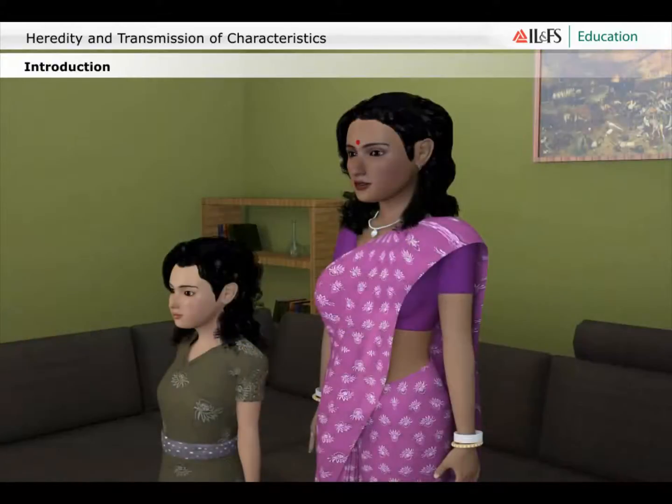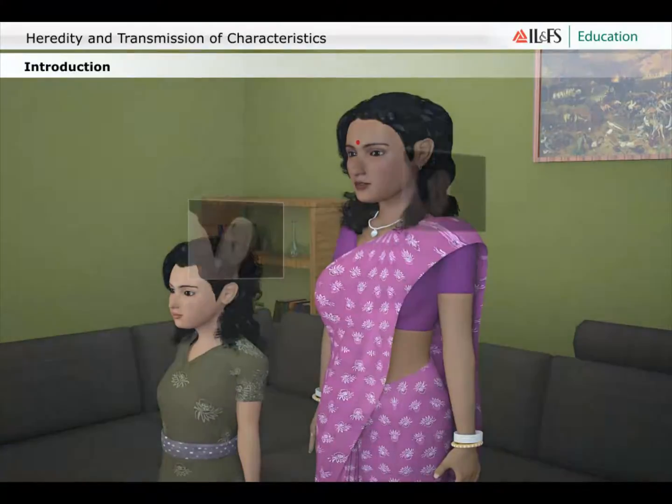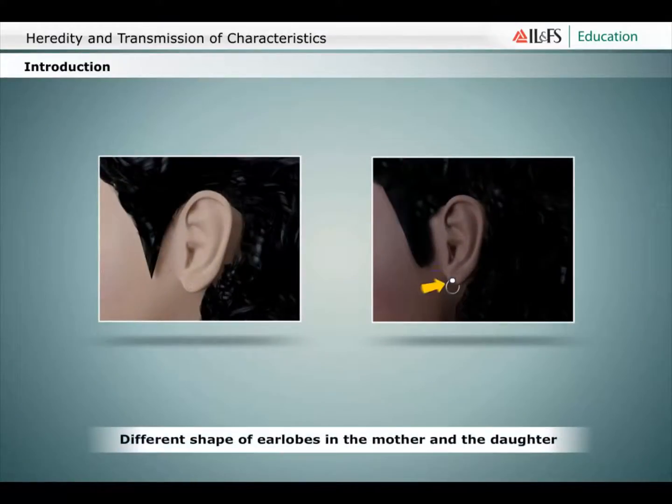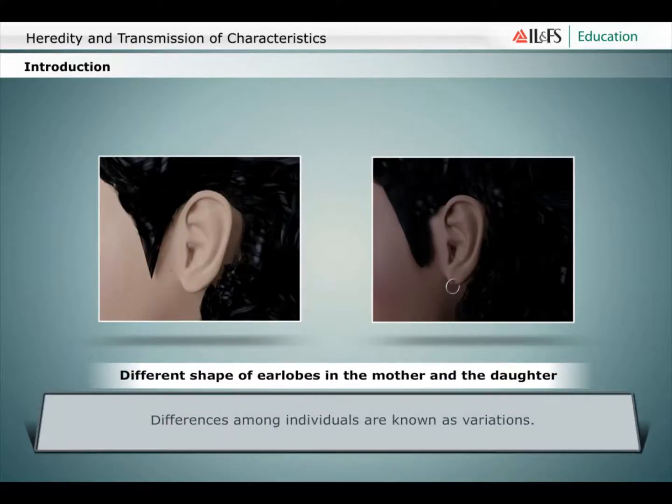Although many characteristics get transmitted to the offspring, even then they do not look exactly the same as their parents. See how their earlobes are different. You can see that the mother's earlobe is attached while the daughter's earlobe is free. These differences are known as variations.